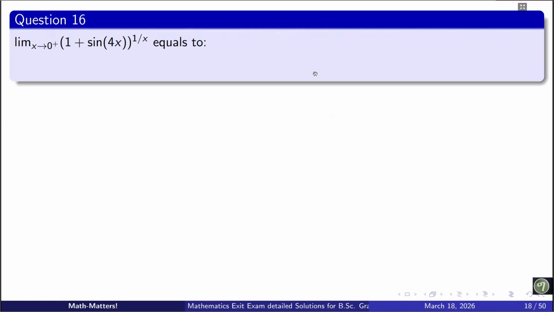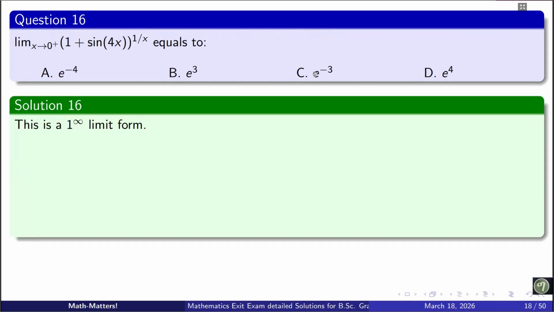Next question, it is again a limit. The limit of (1 + sin 4x)^(1/x) as x approaches 0 from the right equals: e^(-4), e^3, e^(-3), or e^4. You know that this limit has the indeterminate form 1 to the power of infinity.